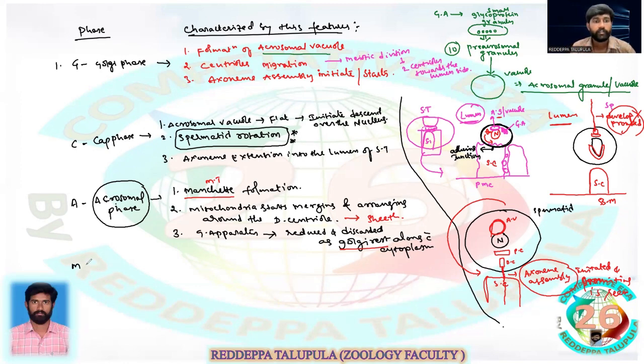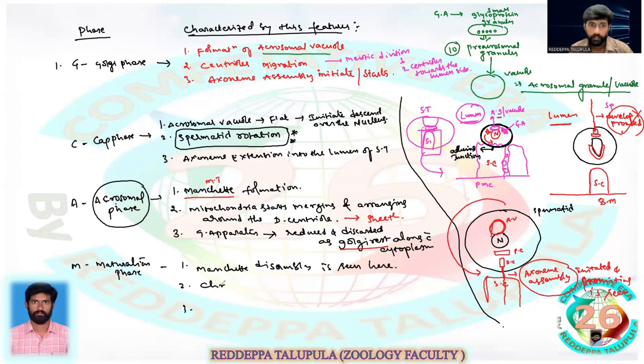Next, M stands for maturation phase. The key events are Manchette disassembly, which is seen here. Next, chromatin condensation happens. Next, third one, cytoplasmic bridges are broken.